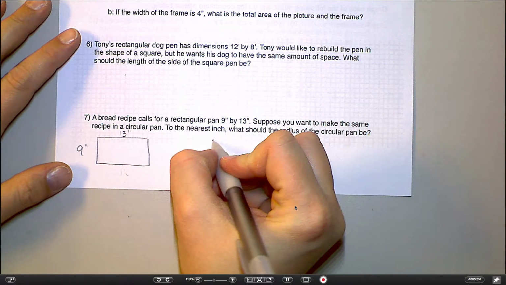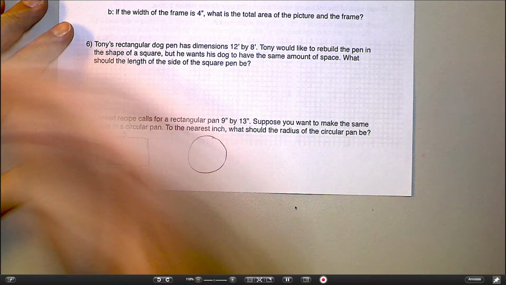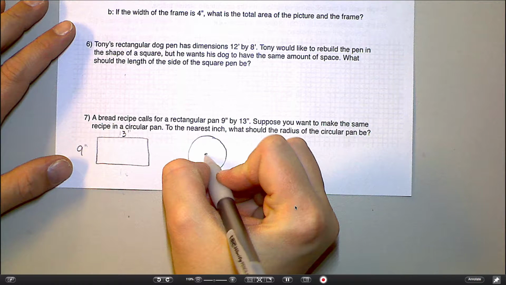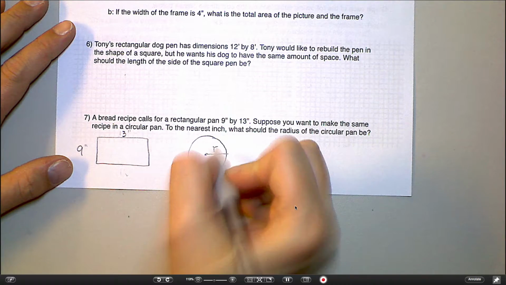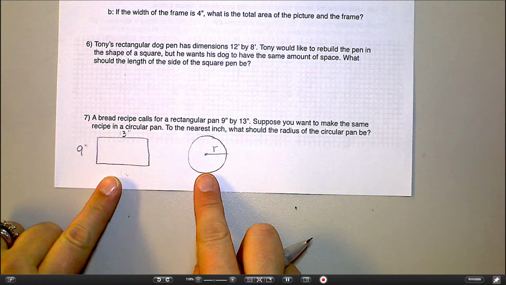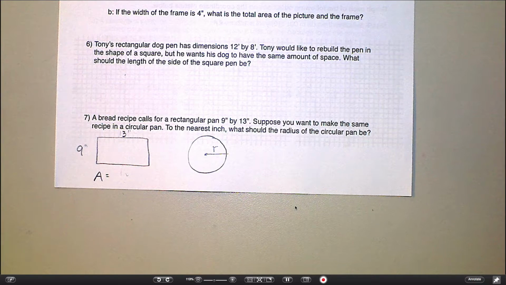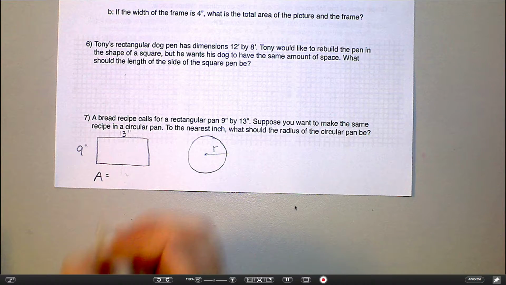So I have a circular pan. I'm trying to find the radius of the circular pan. So I'm trying to find this. Okay? And I want their areas to be equal to each other. How do I get area of this one? Area of the rectangle. Yeah, 9 times 13.